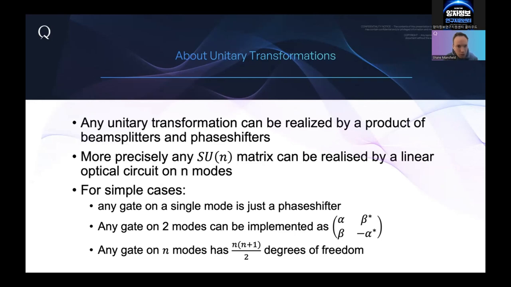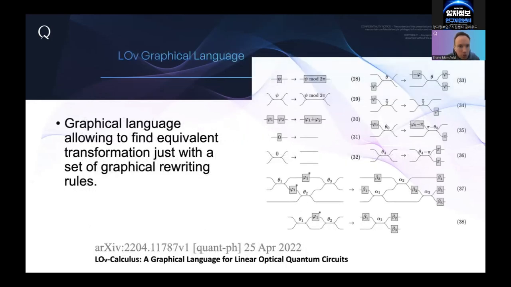And there's some trivial cases that I'll let you read through afterwards. I finally mentioned something that's implemented in Perceval. It's a graphical language called the Love Calculus, linear optical with vacuum states is what the V stands for. And it allows us to reason about linear optical circuits without necessarily going through all of the algebra, all of the matrices and all of the multiplications and so on. So it's a completely formal language. It's proved to be sound and to be complete.